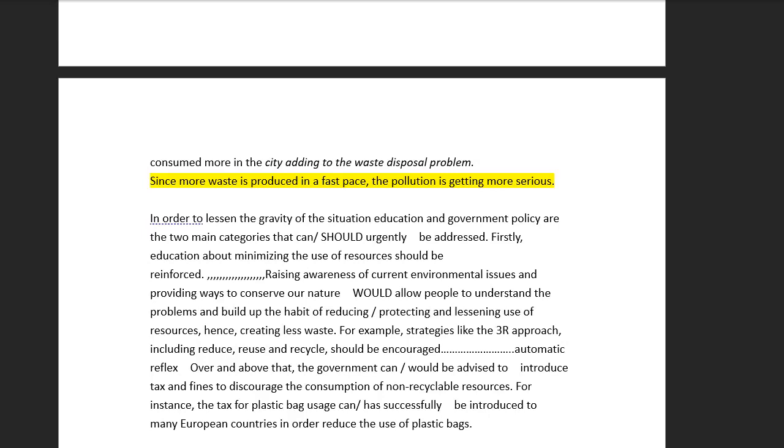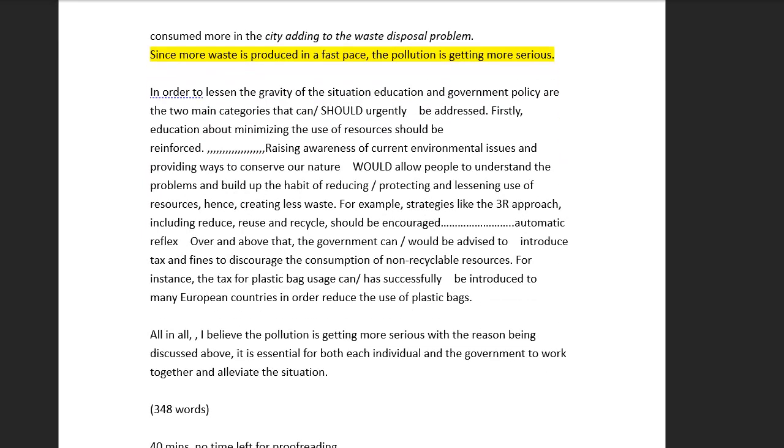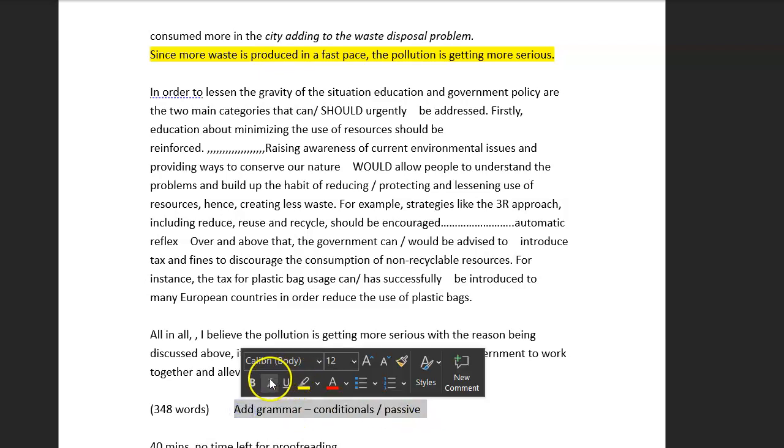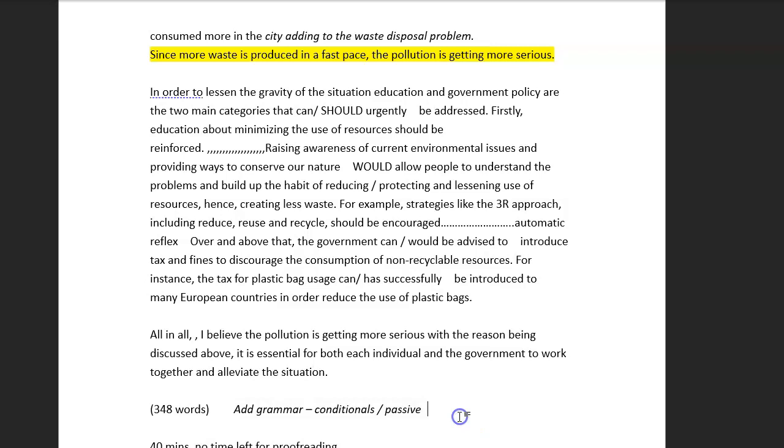So passive, also I'd like to see a conditional. If they did this, this would be better. So the grammar is really important. Add grammar. Okay, conditional. Passive. And make sure I can see the grammar. Okay, it is really important. The relative clauses, which would do this, which would do that, who does this, where this happens. That's the sort of development, adding information.